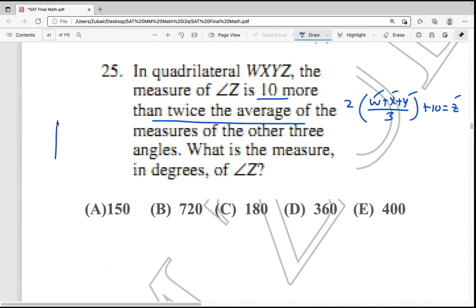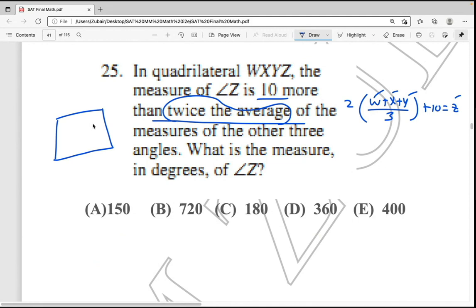Oh, I did that, but I did w plus x plus y over 3 plus 10. I solved it though, twice the average. Yes, and then I times it by 2. No, 10 is outside that. Z is, yes, yeah. 10 more than what? 10 more than twice the average. Oh, okay.